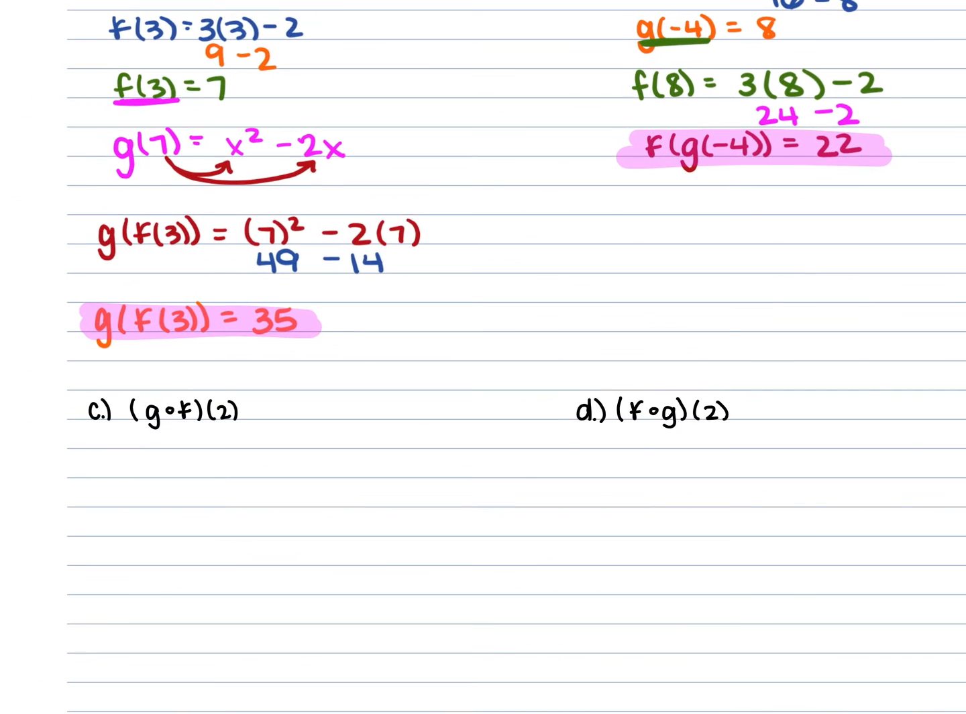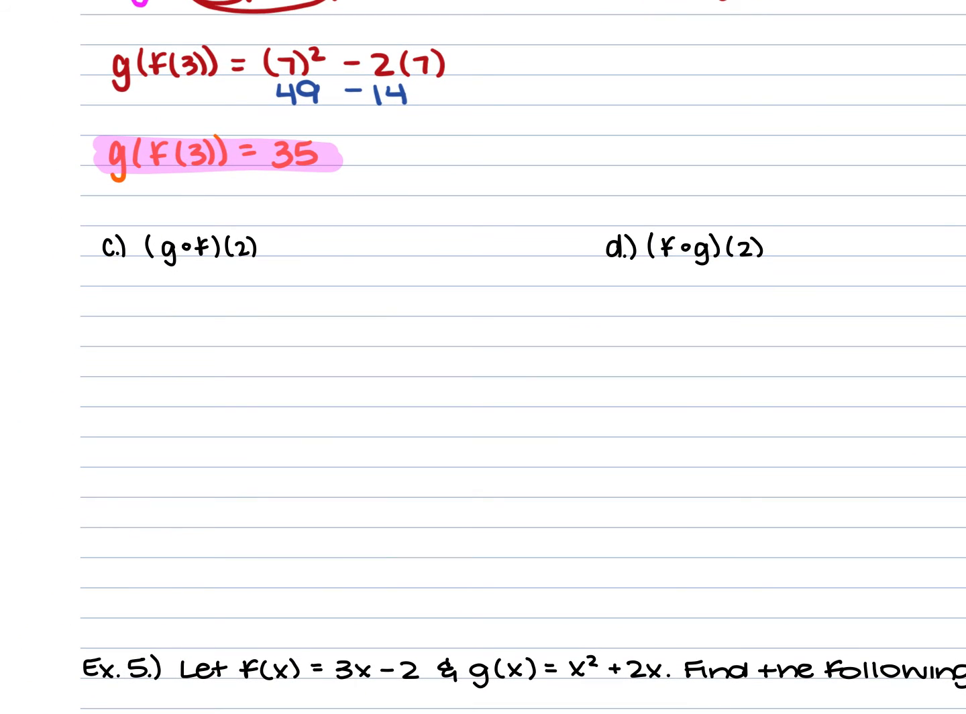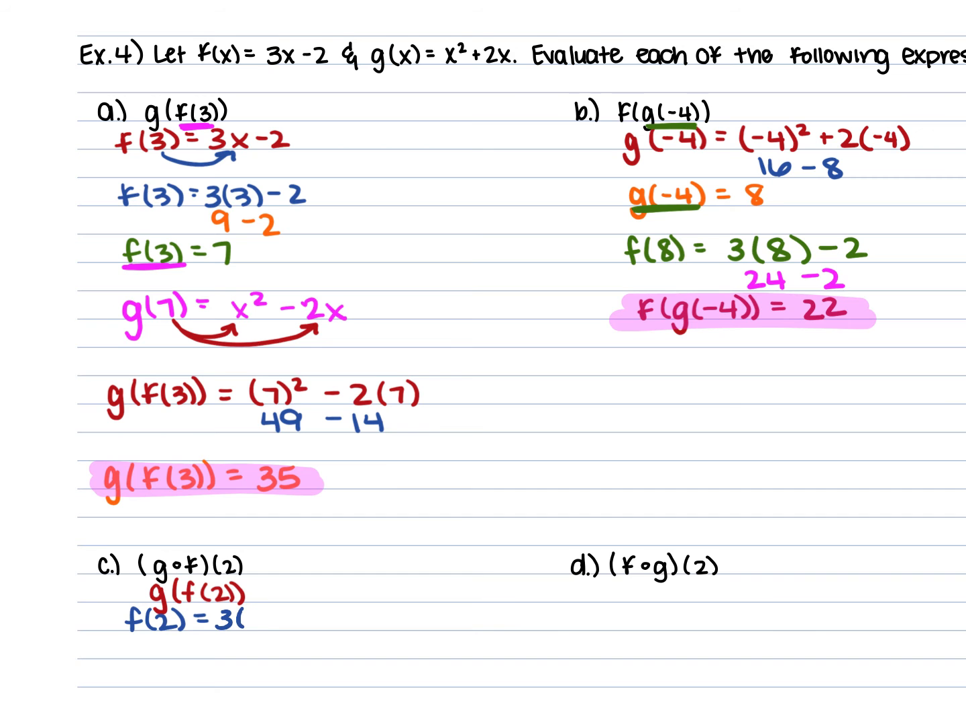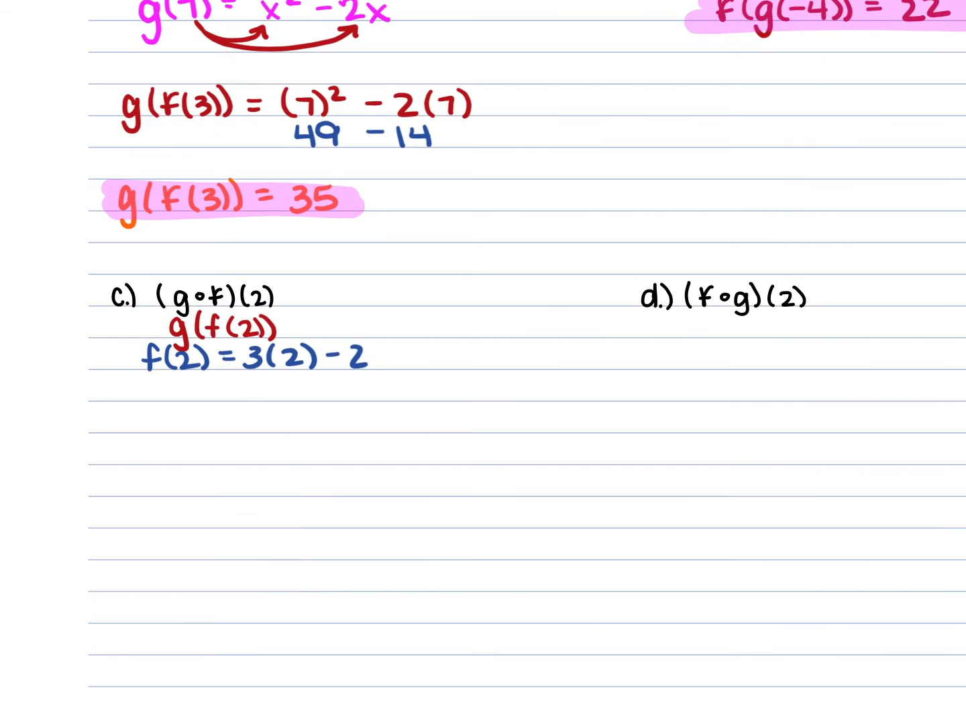For example C, we have g of f of 2. This little tiny open circle means "of". So this is the same exact thing as saying find g of f of 2. So we're first going to find f of 2. So we're going to plug in 2 for x in f of x. So 3 times 2 minus 2. The 3 times 2 gives us 6, and 6 minus 2 gives us f of 2 is equal to 4.